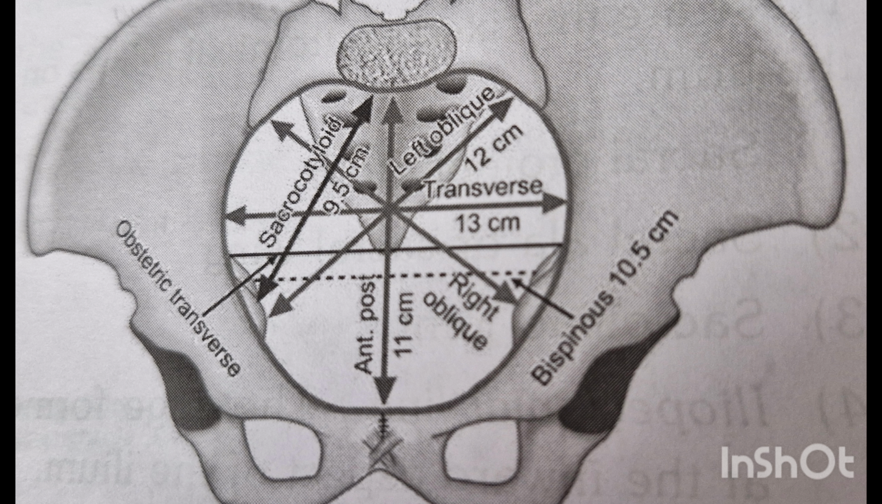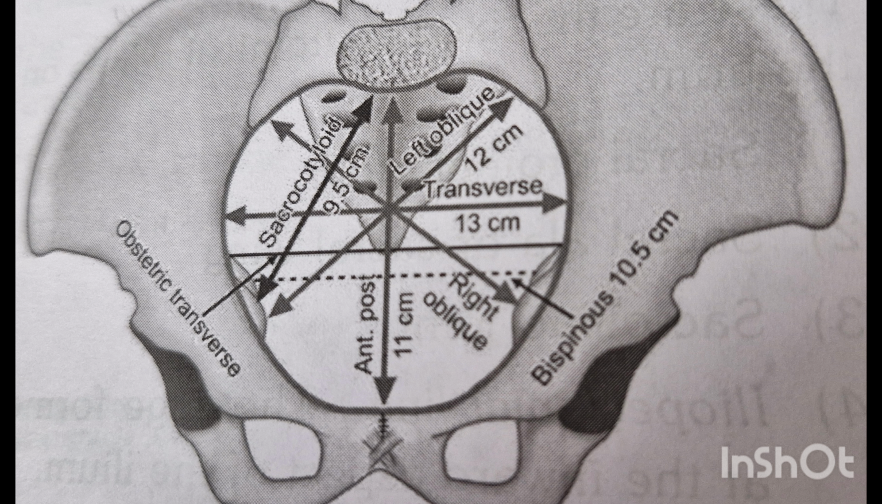It is a line from the sacral promontory to the upper border of the symphysis pubis, and this contains 3 types of diameters, that is diagonal conjugate, obstetric conjugate, true conjugate, which are 12 centimeter, 10 centimeter, 11 centimeter in diameter respectively. Okay, the next is the transverse diameter, which is 13 centimeter, and it is the distance between the 2 farthest points on the pelvic brim over the iliopectineal lines.